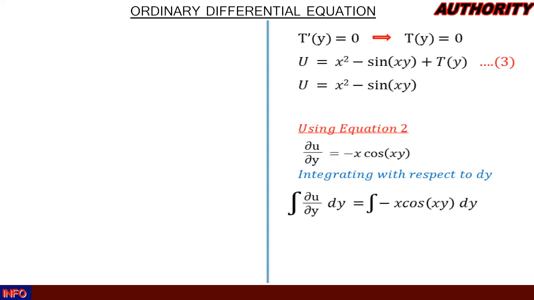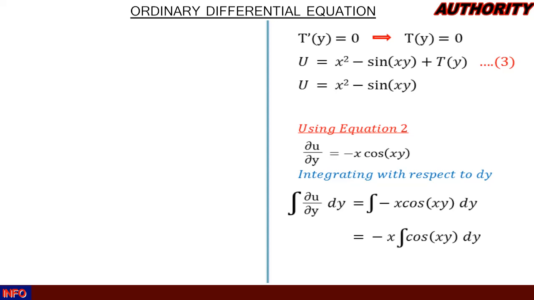So we are integrating with respect to y, and then in this place we are integrating with respect to y in our right hand side. Minus x is a constant, so we take it behind the integral sign. So we have minus x, the integral of cos xy dy.